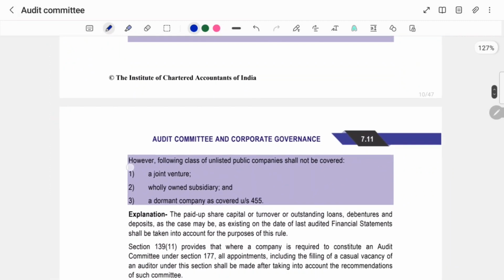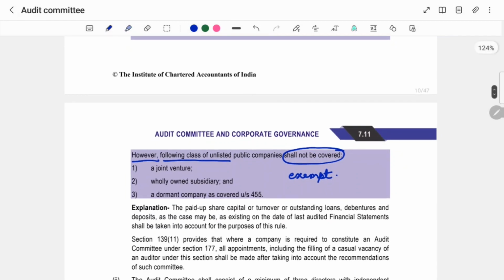Okay, and however, following classes shall not be covered. So what are these? Exempt. These are not required to constitute an audit committee.